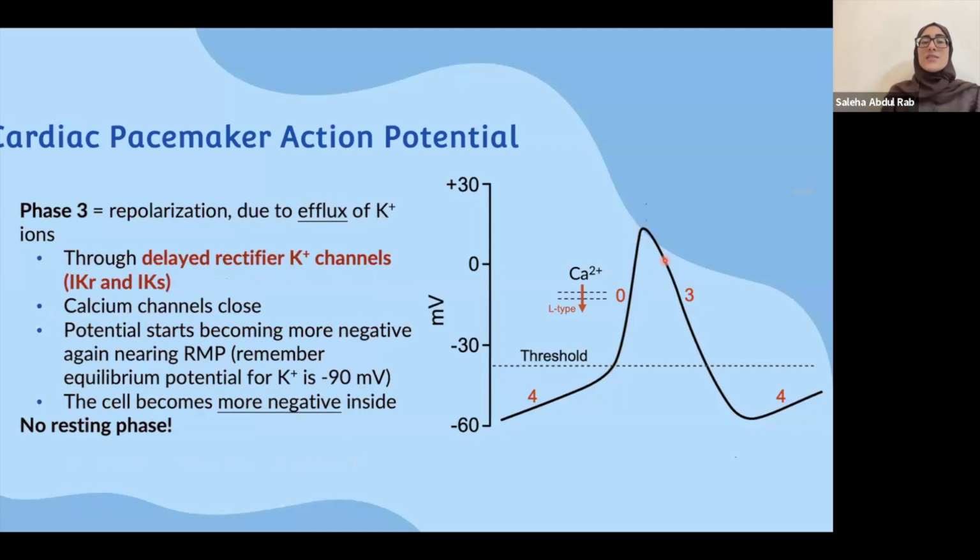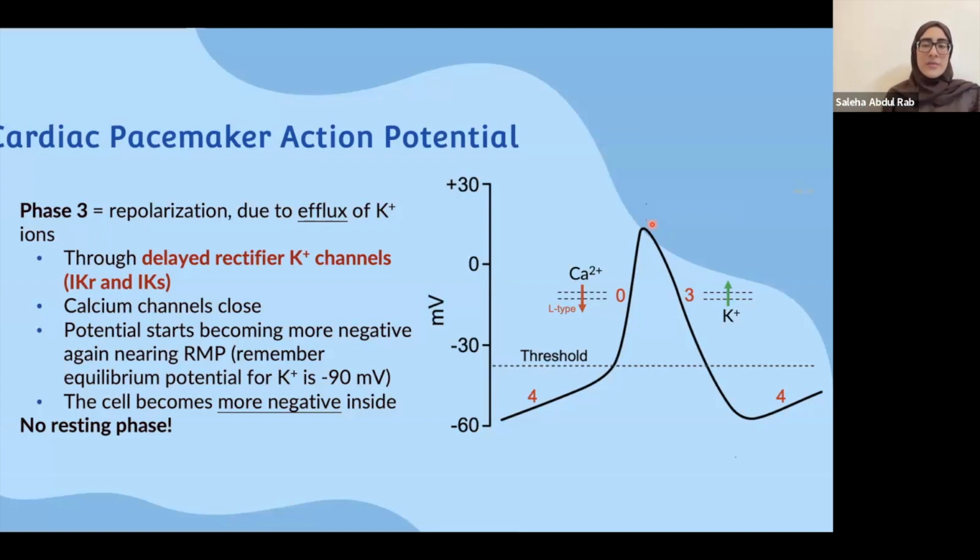Now let's move to phase 3. In phase 3, we have repolarization. So it's starting to become negative again. And this is because of an efflux of potassium ions. Efflux means potassium is leaving the cell. Influx means coming in. Efflux means going out. So here we have an efflux of potassium ions, and this occurs through delayed rectifier potassium channels.